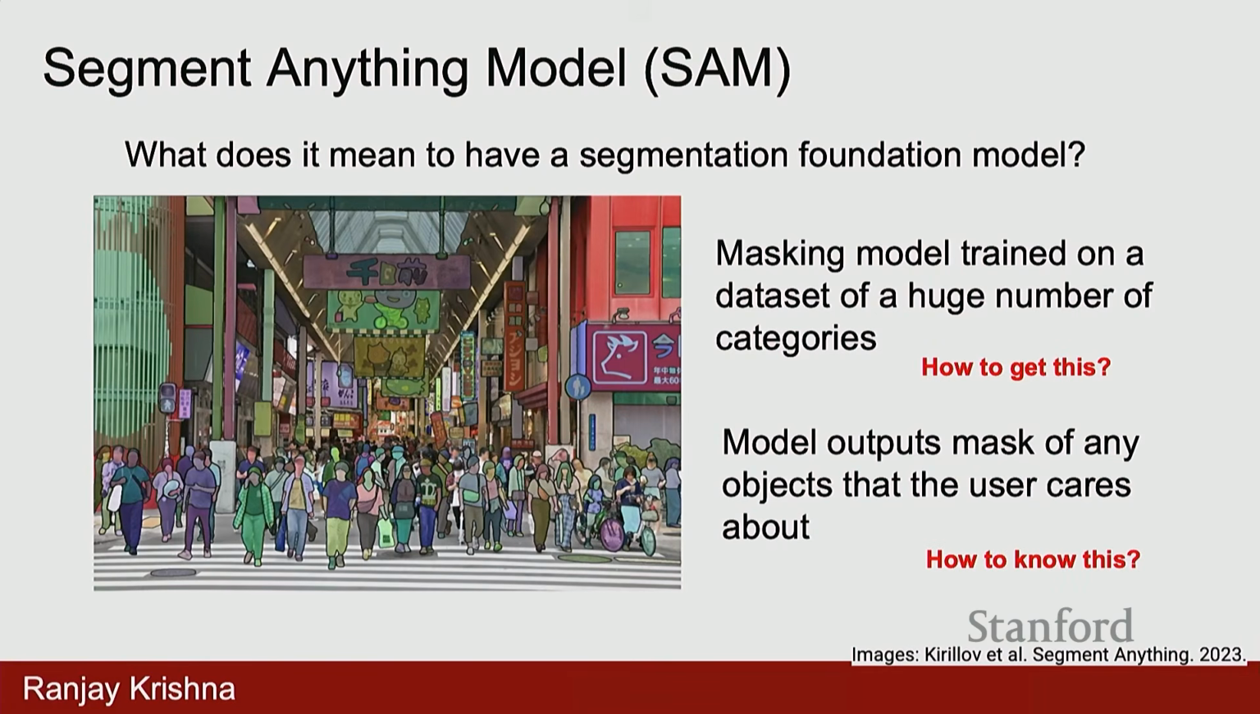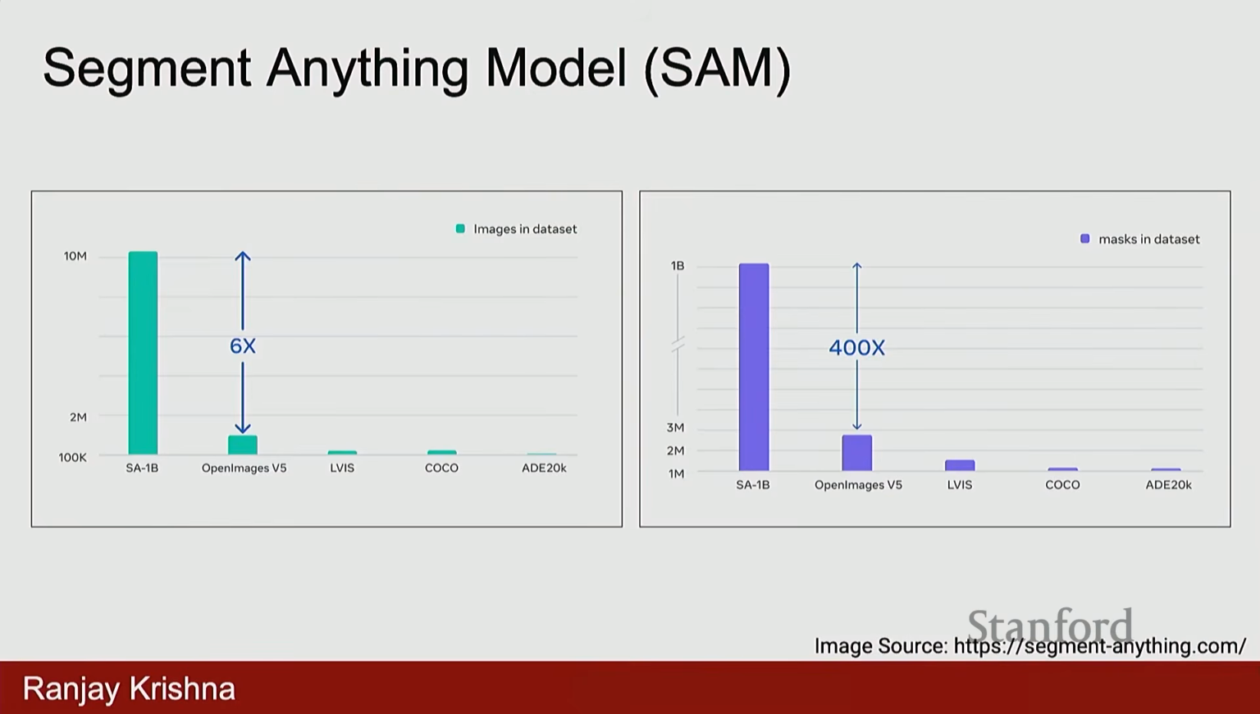Now, the problem with data is that until this model came out in 2023, about a year and a half, maybe 2 years ago, most of the segmentation data sets were extremely small. What the authors of this paper did is they grew the amount of segmentation data out there, the number of images, by about 6x, and the number of segmentation masks by about 400x. So they significantly grew and collected a lot of masks to make this model as performant as possible.